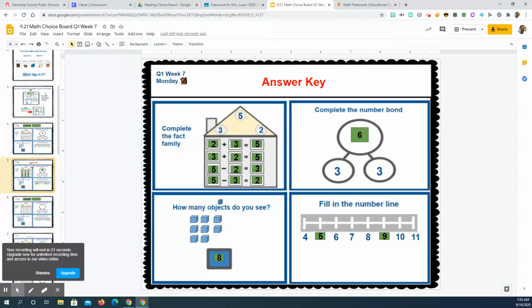And so this is how to incorporate math choice boards into your Google Classroom. I will be updating this for Q1 in my Teachers Pay Teachers store if you would like to purchase it. And also I will have the entire year finished within the next couple months.